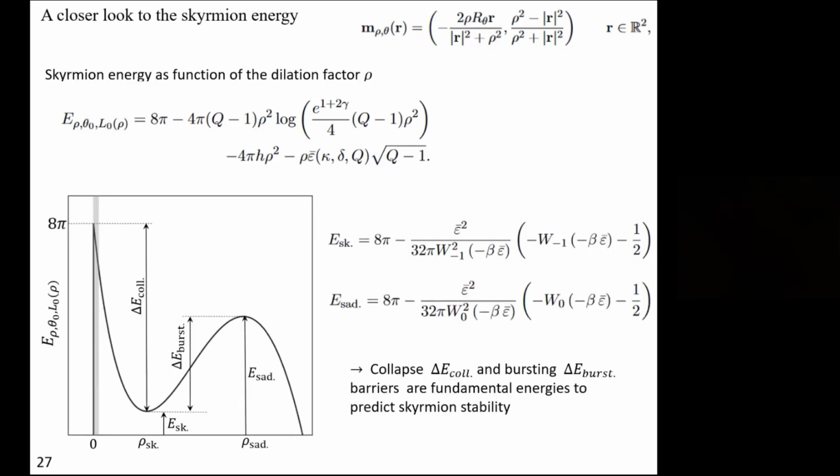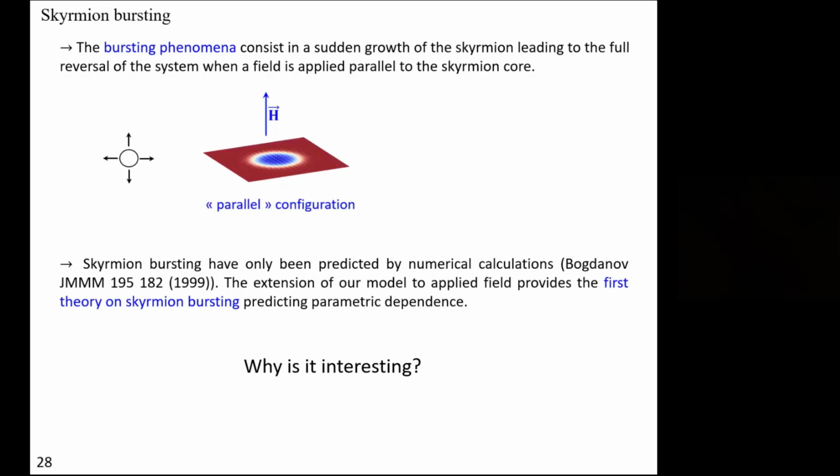There actually exists another energy barrier. You can see that there is a saddle on this side, and our theory gives expressions for both the skyrmion and the saddle energies. So this is important to predict the stability. In particular, the bursting phenomenon happens when the skyrmion size is increasing. For example, imagine there is some thermal excitation. In the case where you apply a field parallel to the core, this thermal excitation could lead to the disappearance of the solution and the reversal of the layer. So this bursting was predicted only by numerical calculation, and we extended our model to applied field, and it provided the first theory on skyrmion bursting.